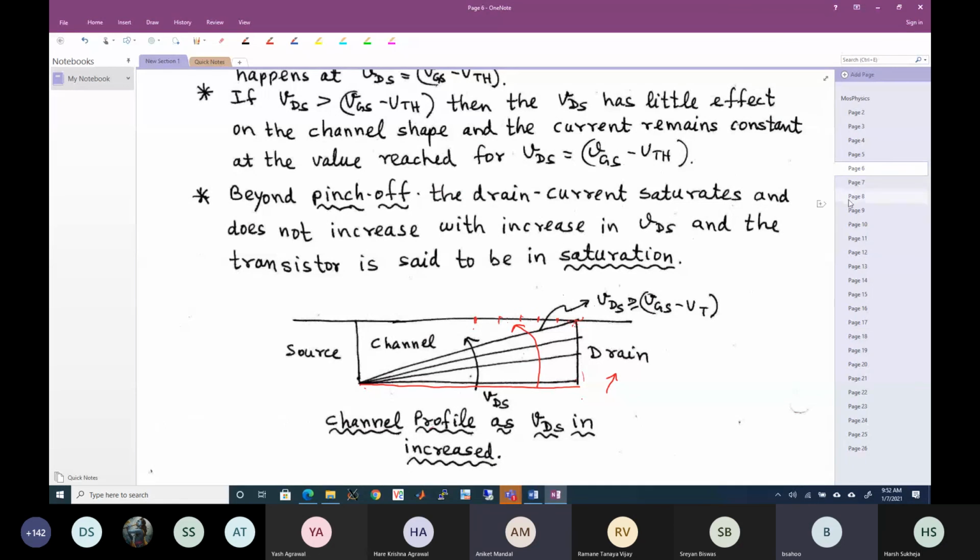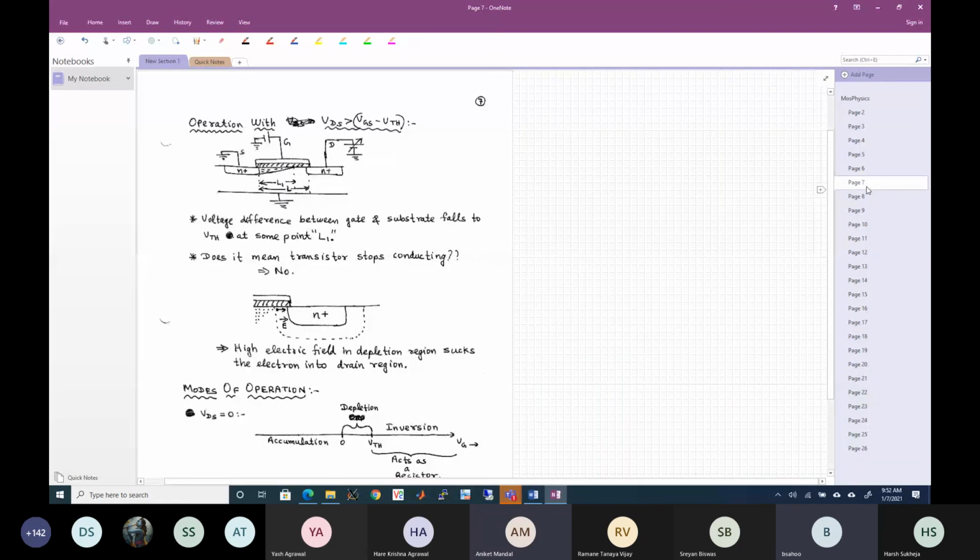Does it make sense? Yes, sir. But if there is no channel, how do the electrons then flow? Yeah, I'm getting to that right now.